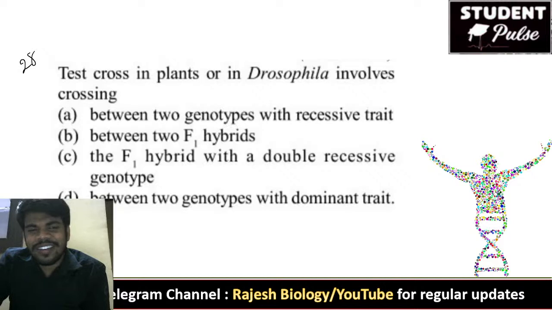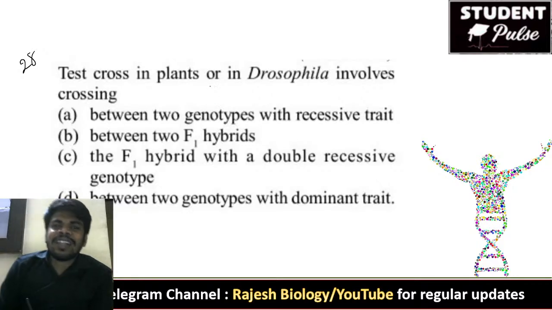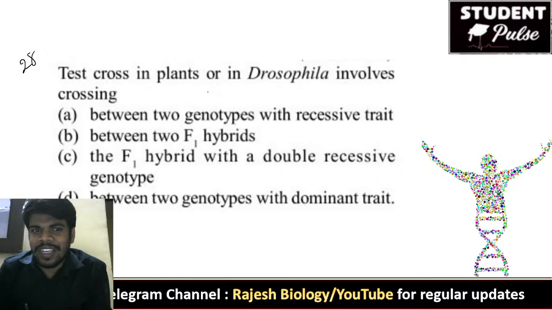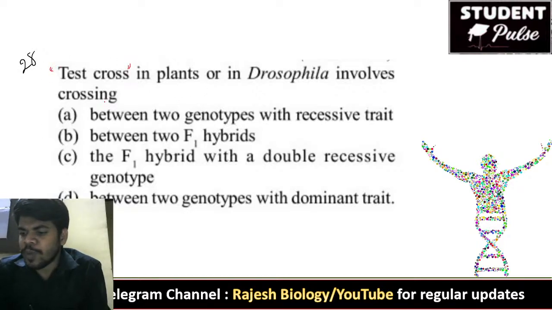Eight likes are there. Test cross in plants or in Drosophila, whatever it is, involves crossing. What is meant by test cross? The cross between what? Yes, perfect, Sahina. Double recessive genotype. F1 hybrid with double recessive genotype is called test cross.